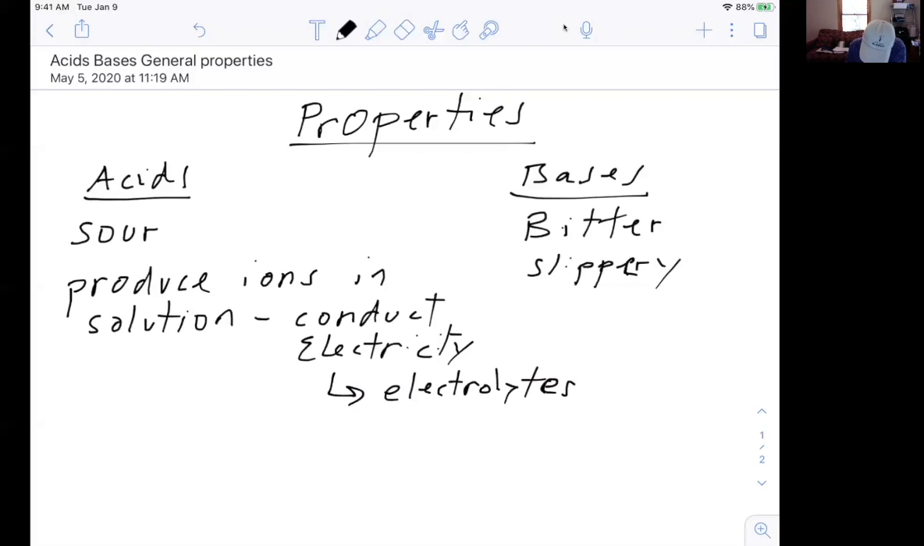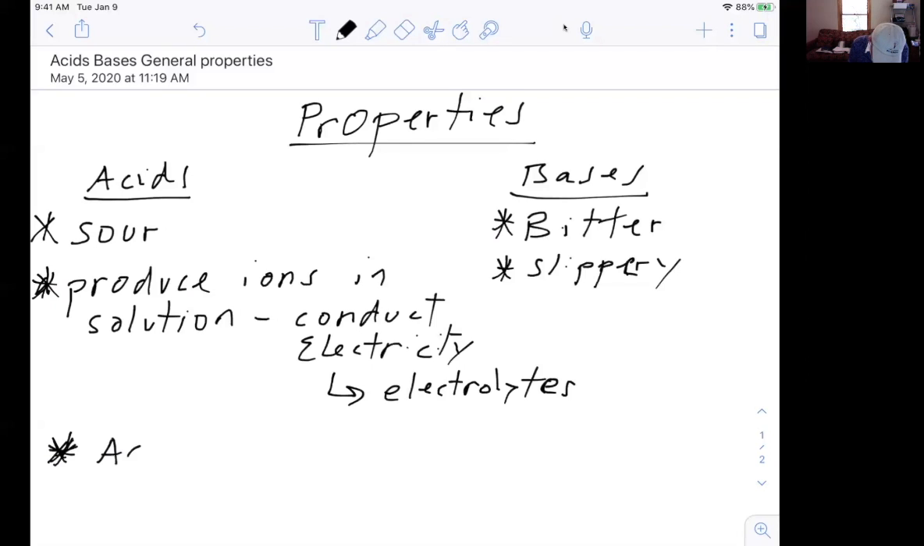Electrolytes. And this is true for acids and bases. They both will produce ions in solution, and they both will conduct electricity. Therefore, acids and bases are both considered electrolytes. So this second one here goes for both acids and bases. This next one goes for both.